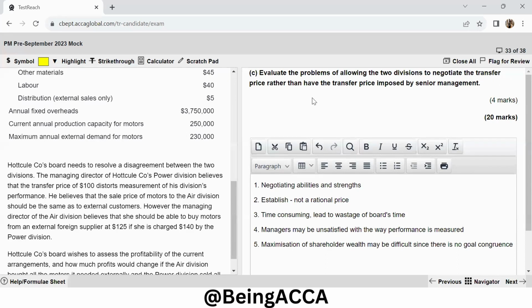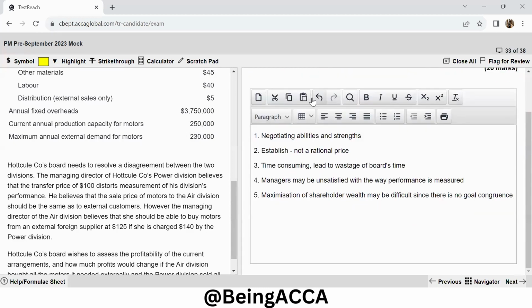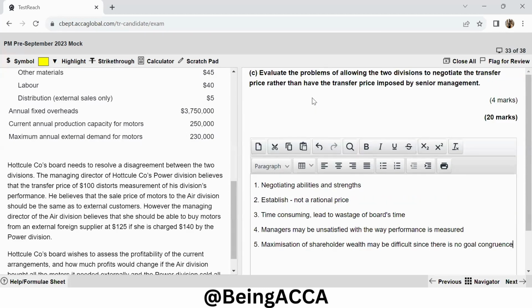So if you do write 2 to 3 points over here, which are well explained, they will be enough to fetch you 4 marks. Right? So even if you write 4 points, that would be good. But just in case you only come up with 2 to 3 points, just make sure that you are explaining them in sufficient detail for the examiner to award you marks for the same.